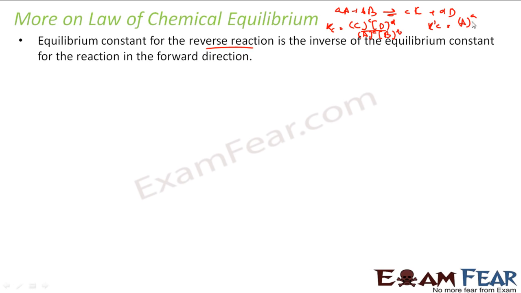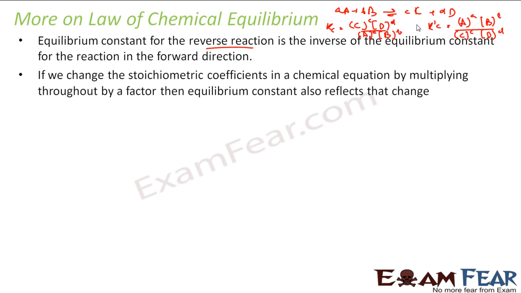Capital A to the power small a, capital B to the power small b, by capital C to the power small c, capital D to the power small d. Right? So if you see, both are reversed actually, K and K dash. Also, if you change the stoichiometric coefficient of a chemical reaction by multiplying throughout by a factor, the equilibrium constant also changes.